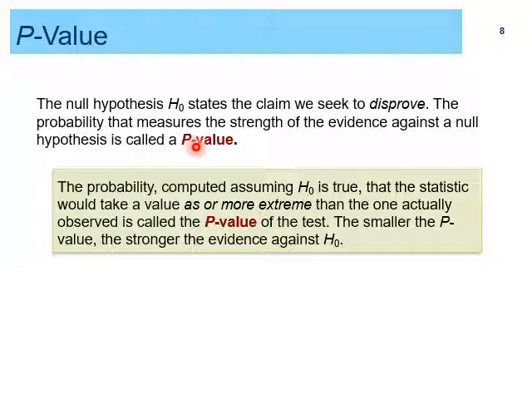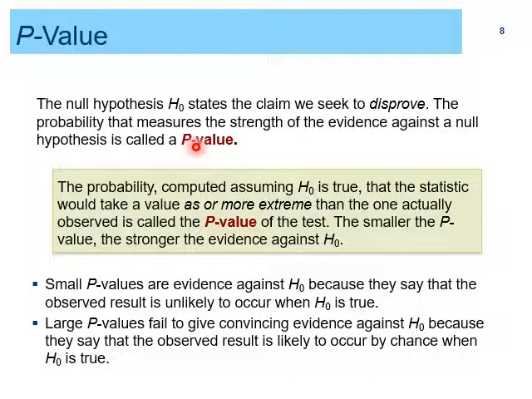The smaller the p-value, the stronger the evidence against H naught. Smaller p-values are evidence against H naught because they say that the observed result is unlikely to occur when H naught is true. Larger p-values fail to give convincing evidence against H naught because they say that the observed result is likely to occur by chance when H naught is true.